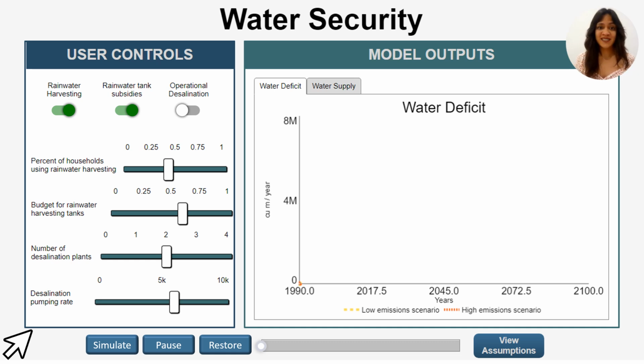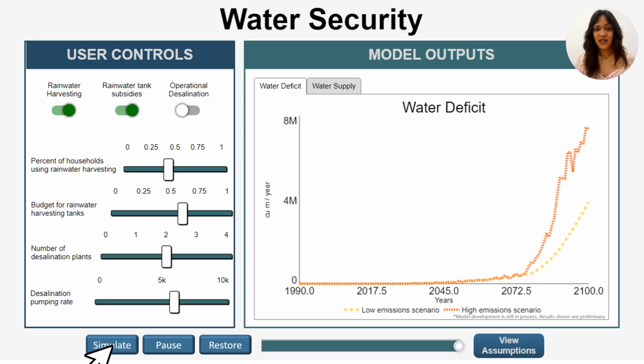For example, let's simulate the water deficit, so how much water is lacking based on needs and supply. If we run these values, we can see that later this century, we might expect a large increase in water insecurity.